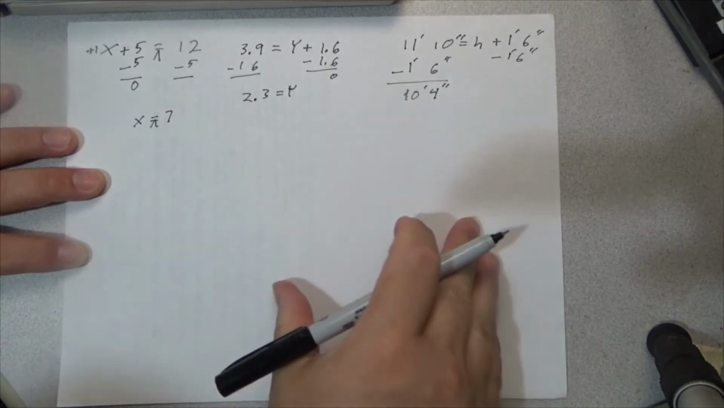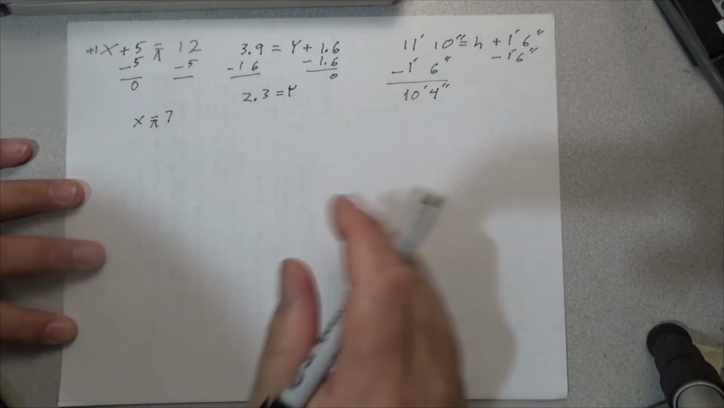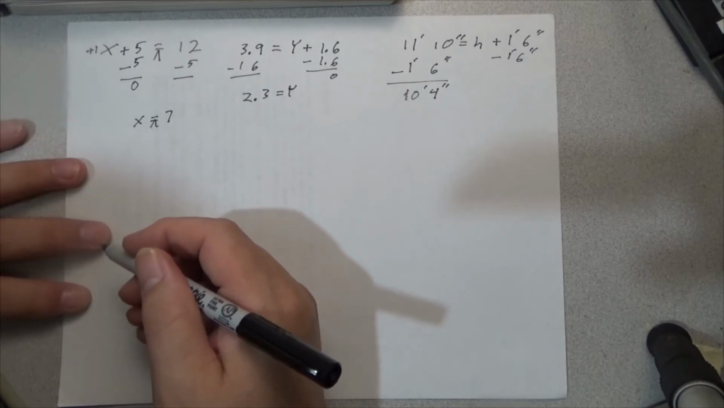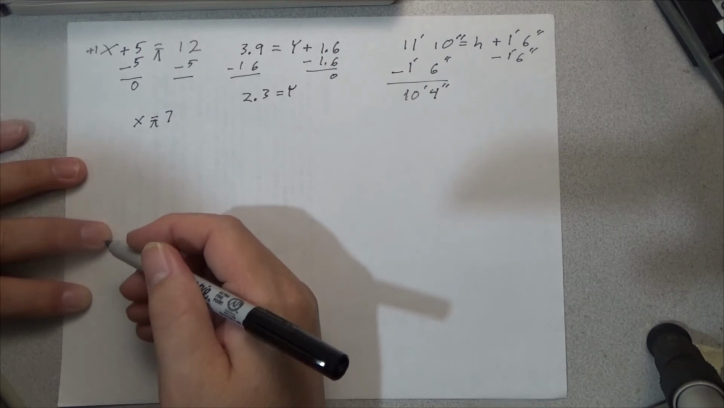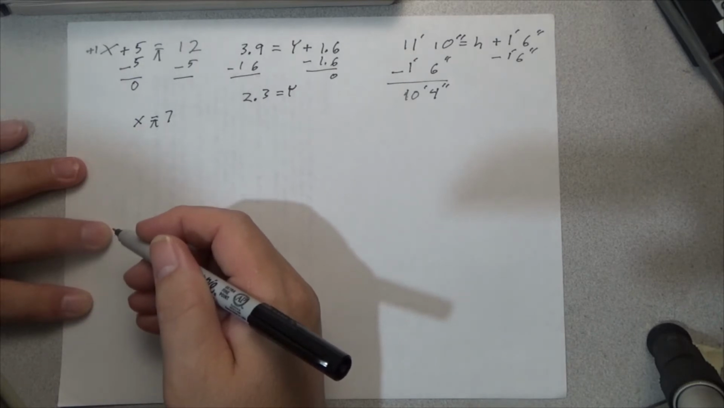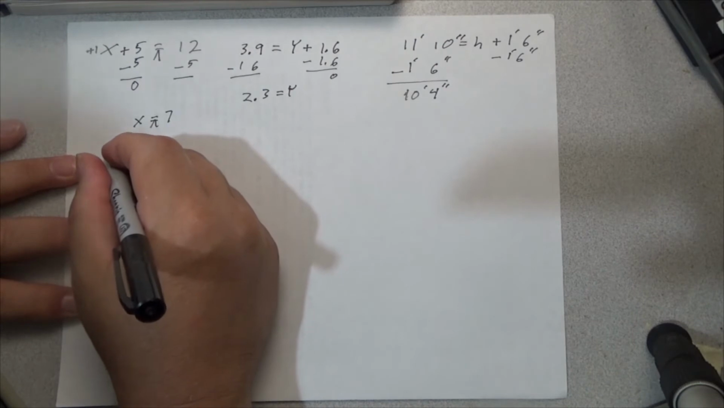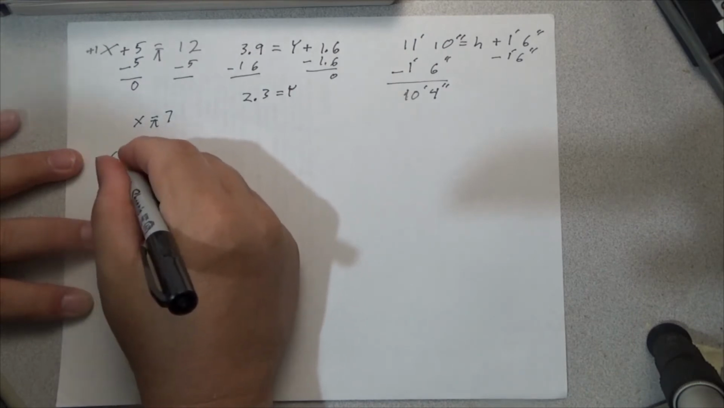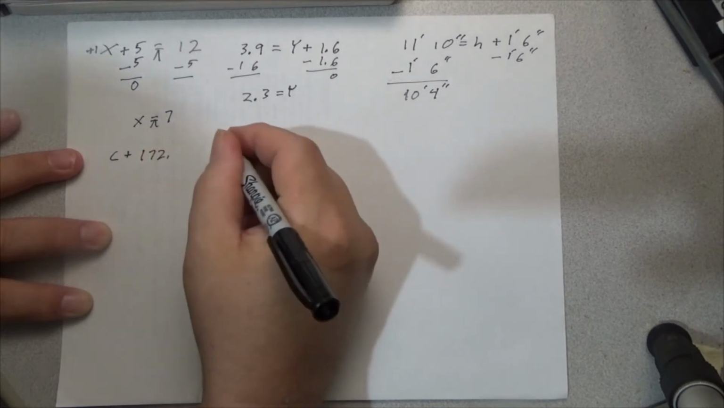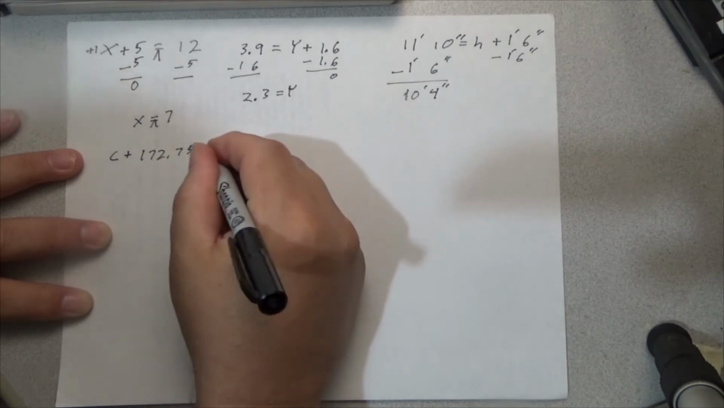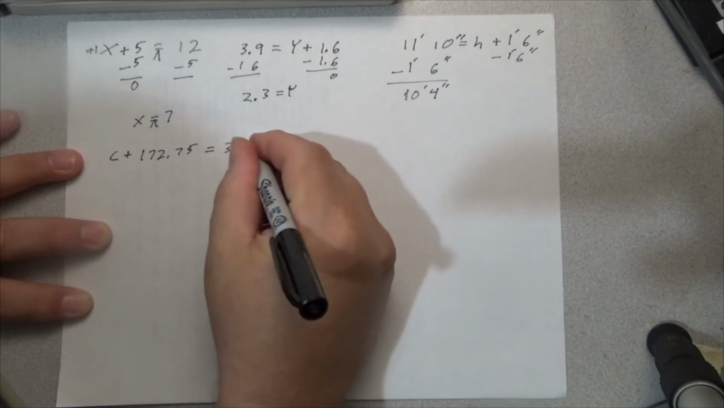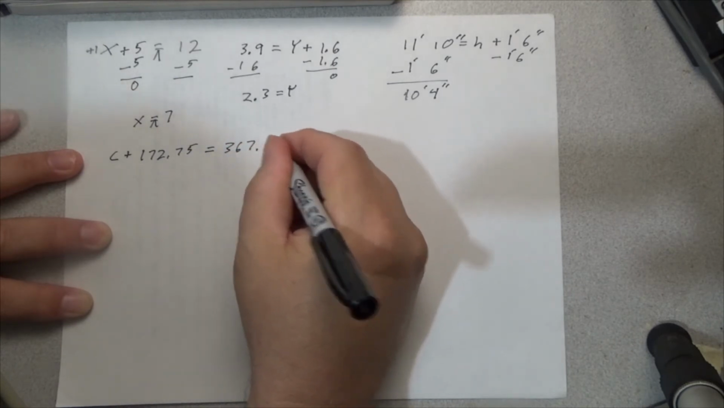Now let's look at number 43, a bit of a story problem. The retail selling price of merchandise is $367.50. The markup is $172.75. What is the cost of the merchandise? So the cost plus the markup, $172.75, is equal to the retail price, which is 367.50.